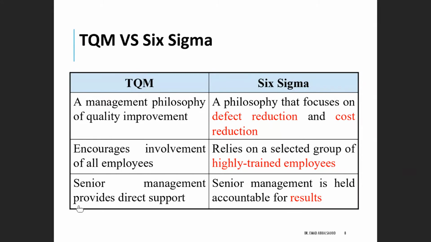Senior management in TQM provides direct support. In Six Sigma, senior management is accountable for the results. They are part of the project. They cannot just be there to have only the data and the information. The project needs their commitment and their involvement, in the places that need their authority for changes and taking actions. So senior management here is accountable, compared to support only in TQM.